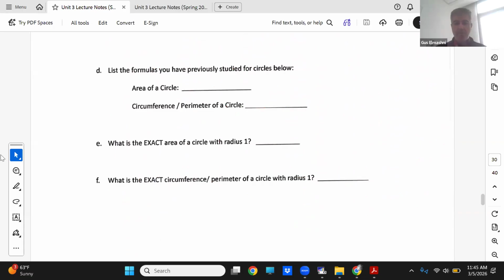So the area of a circle is pi r squared. Circumference is 2 pi r. Remember, area has to have square units. And we saw the area was 3.14, right? You saw that. So it should be pi r squared because the radius is 1. The circumference we saw, the perimeter, was 2 pi r or 6.28, so it should be 2 pi r. What is the exact area of a circle with a radius of 1? Well, it's pi units squared. And what's the exact circumference? 2 pi units.